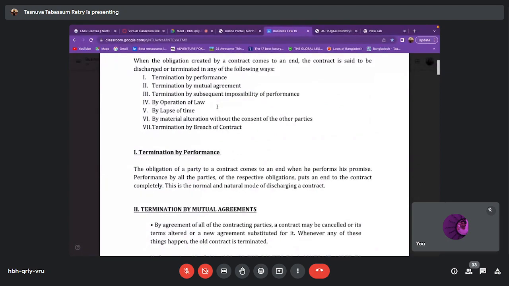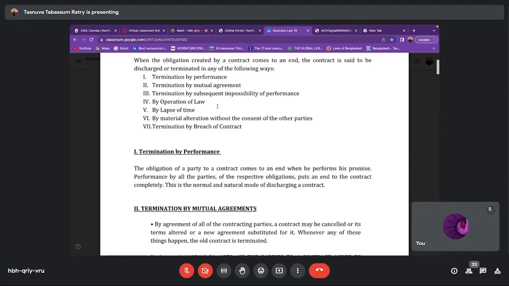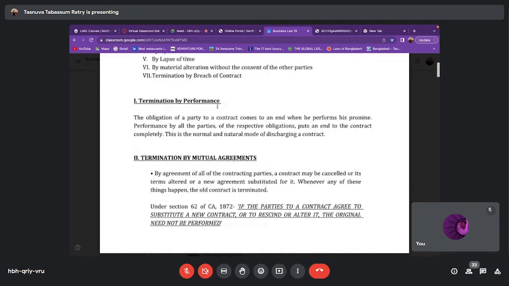As I said already, in a contract, we create certain legal obligations. Normally, the contract comes to an end when the parties perform those obligations. So, performance by all the parties of their respective obligations will put the contract to an end completely. That is what we call the most normal and natural mode of discharging or terminating a contract, which is termination by performance. Parties have legal obligations, they have performed their promises and legal obligations. As a result, the contract has come to an end. So that's the first method of termination, termination by performance.